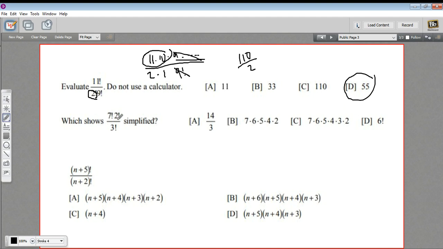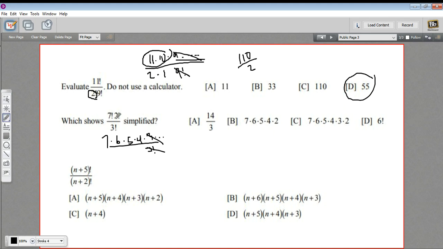Let's try this one. And here we don't even need to calculate it. We just need to pick which one shows the right answer. So let's figure out what cancels here. 7 factorial is 7 times 6 times 5 times 4. And then I'm going to stop because, look, we have a 3 factorial on the bottom, which would be 3 times 2 times 1. So this 3 times, etc., is going to cancel with this 3 factorial.